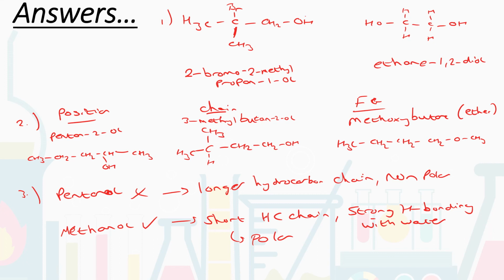And the really important thing here is that it's ethane, not ethan, because we have multiple of the alcohol groups, and if we have multiple of the functional group, we have to keep the E on the end of the name. So ethane-1,2-diol.